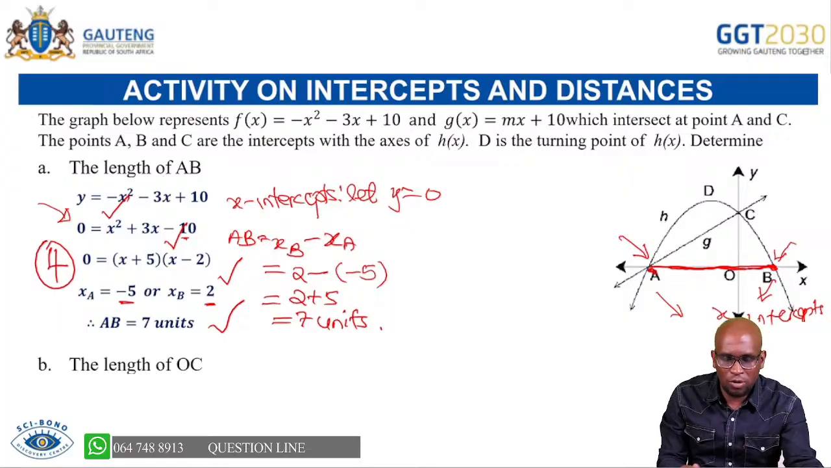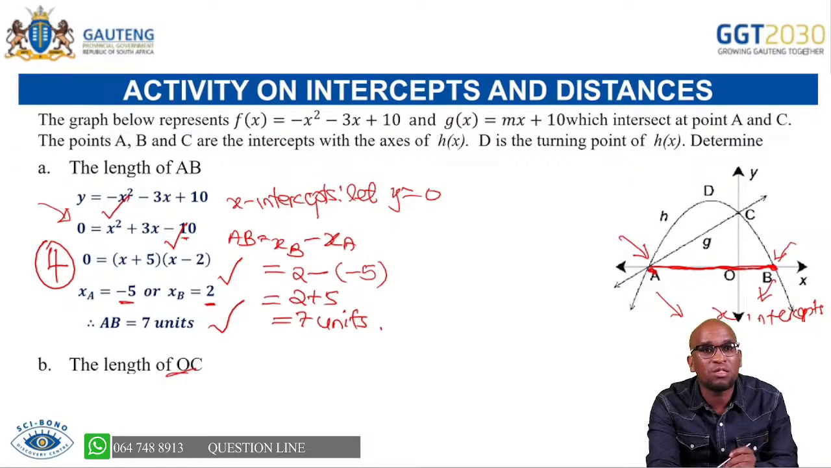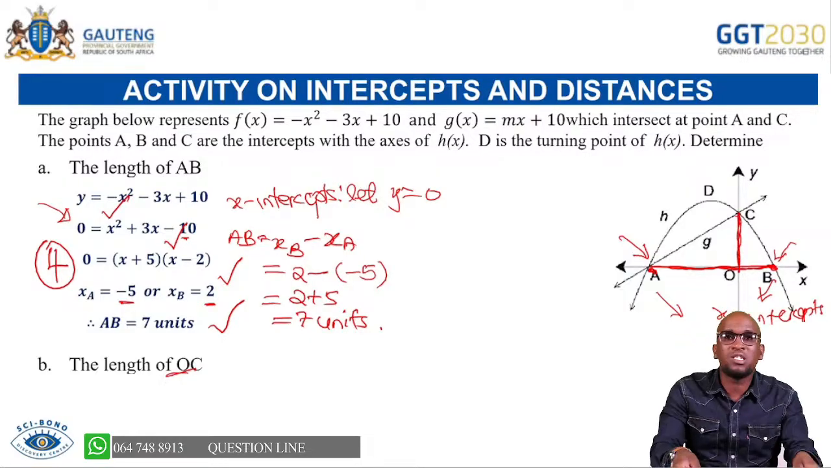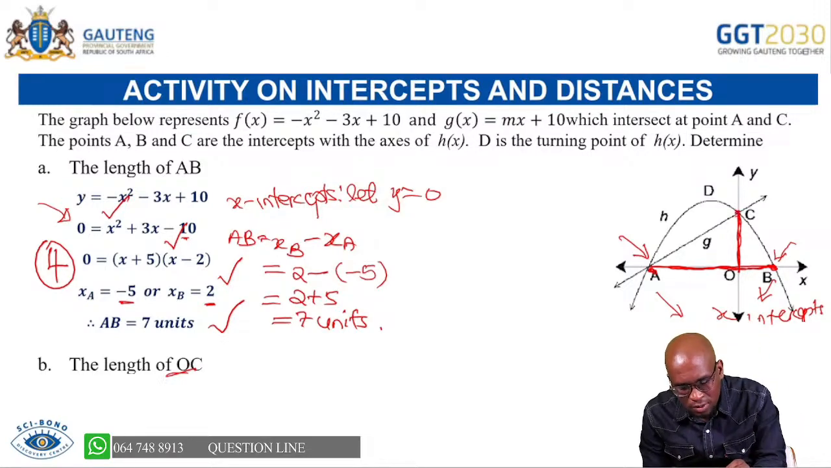Right, now let's look at the length of OC, the second one, the length of OC. OC, you can see that OC is the vertical distance. And to work out OC, we need to then look at point C. Point C, you can see that this is the y-intercept.